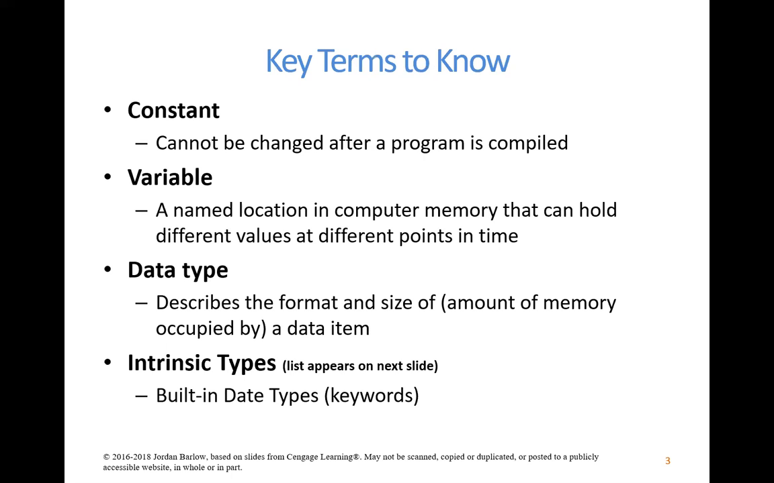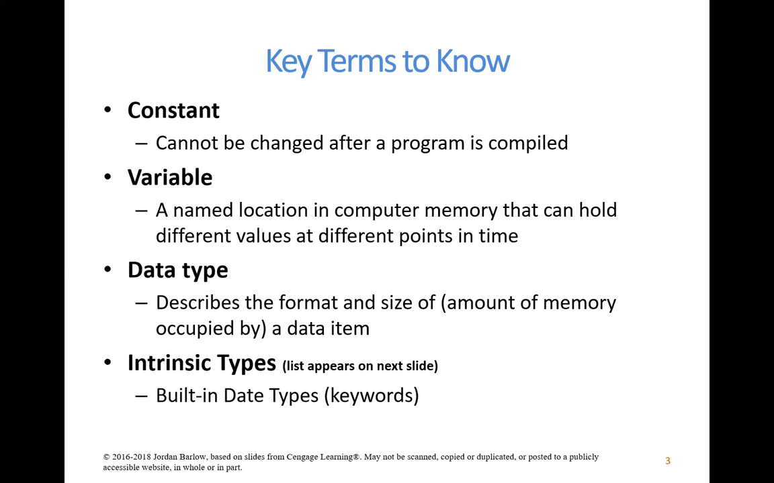Some key terms to know before we get started. A constant is a value that cannot be changed after a program is compiled. So for example, in chapter 1, when we wrote our Hello World program, we wrote hello world inside of quotation marks. That was a literal string. That was a constant because it couldn't be changed. No matter how we run the program, it always spits out the same words, hello world.